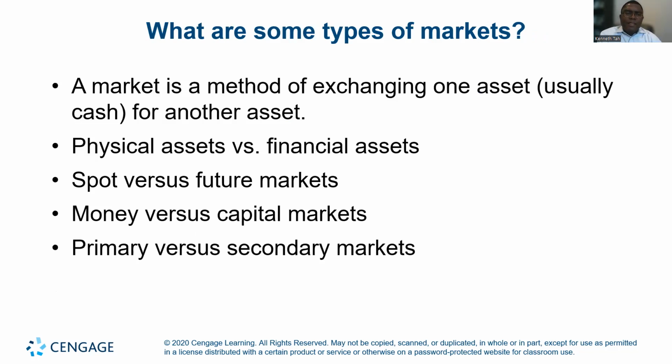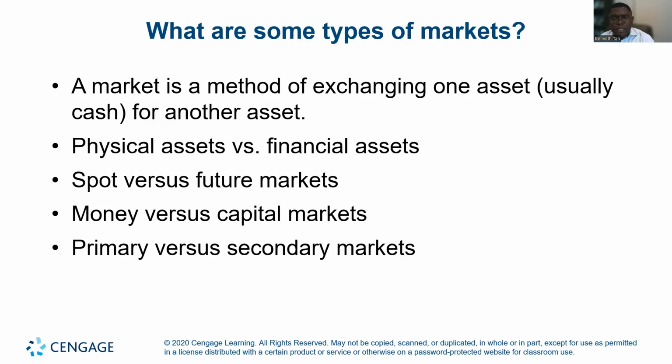What are some types of markets? A market is a method of exchanging one asset for another asset, usually cash for another asset. The formation of markets has really helped to facilitate exchanges. The different types of markets can be markets for physical assets versus markets for financial assets. By physical assets, we mean tangible or real asset markets. This could be wheat, autos, real estate, and so on. Financial assets are things like stocks and bonds.